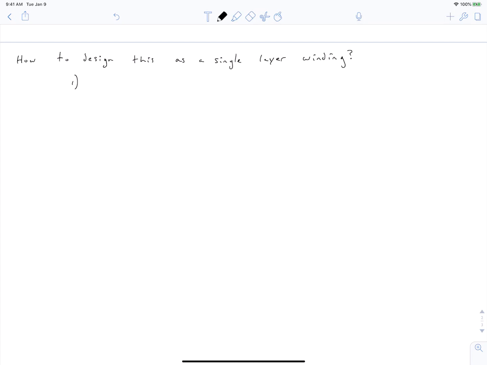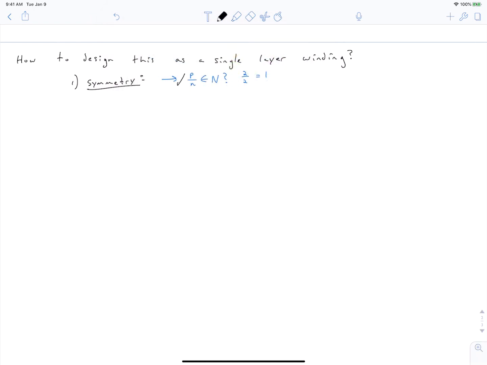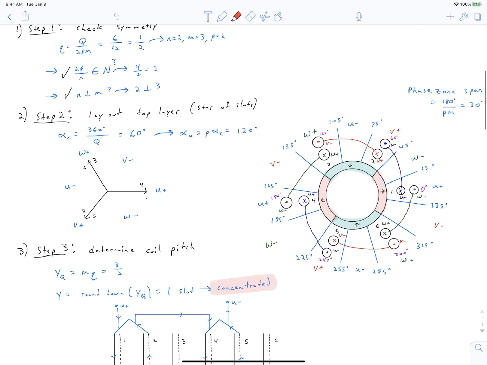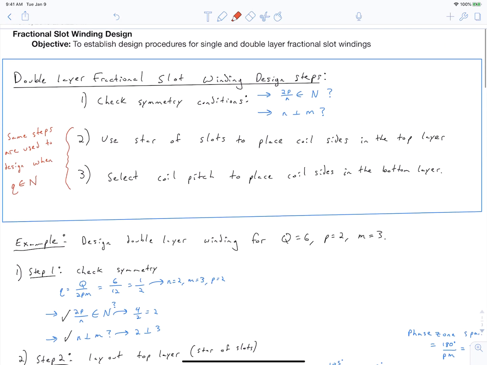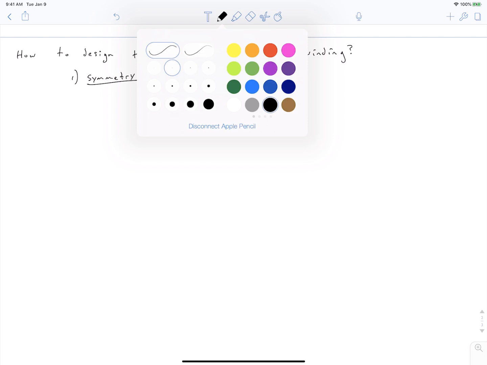As with the double layer winding, our first step is going to be to check the symmetry conditions to make sure it is possible. Let's make sure that we can actually design this as a single layer winding. For a single layer winding, we check the condition that P by N must be an integer. In the double layer winding, we were checking the condition that 2P by N needed to be an integer. But for the single layer winding, this 2 is gone, and that's because the single layer winding has half the number of coils.